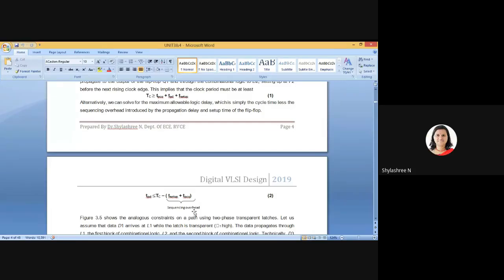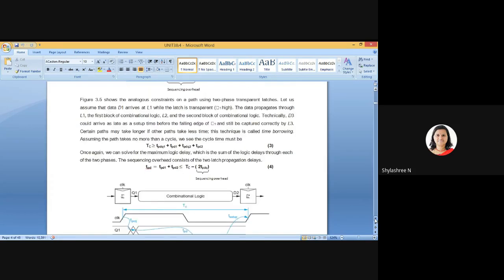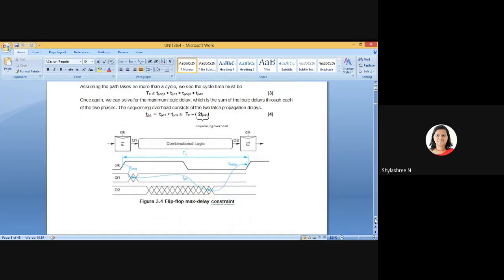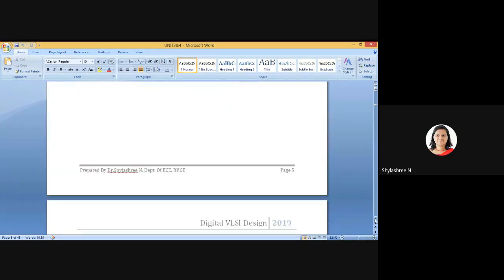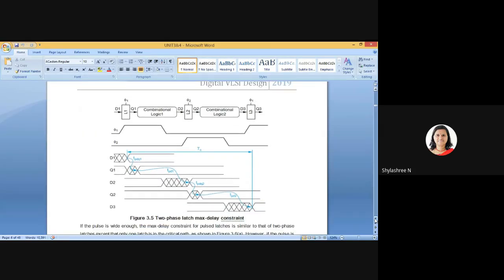Yes, ma'am. Okay. So next, this is with respect to your flip-flop based method. We'll now slowly move on to the two-phase transparent latch based method. For equations, I'll just go up to show the equations. Okay. So this is with respect to your two-phase latch maximum delay constraints.